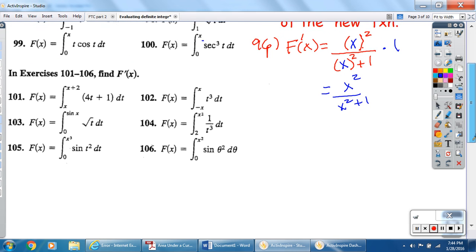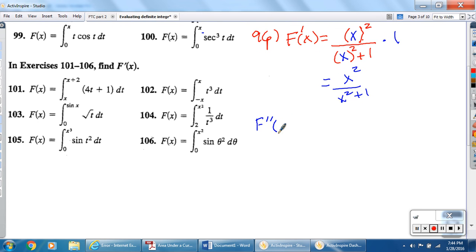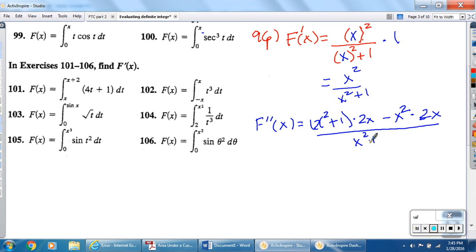For the evens, we're also supposed to find the second derivative. So the second derivative is going to require the quotient rule. So we have down times d up, 2x, minus up, x squared, times d down, 2x, all over down, so x squared plus 1 quantity squared.